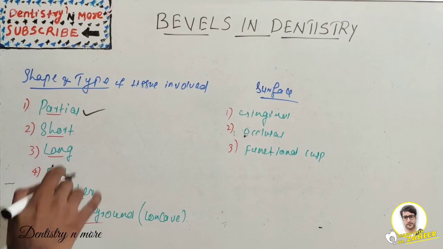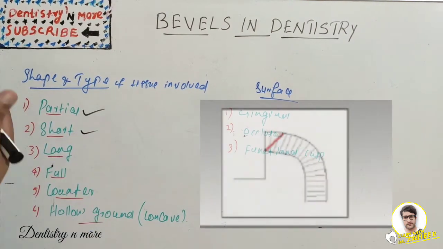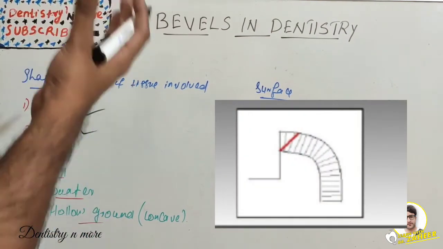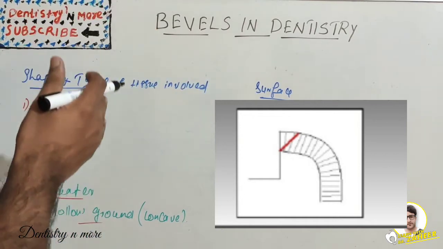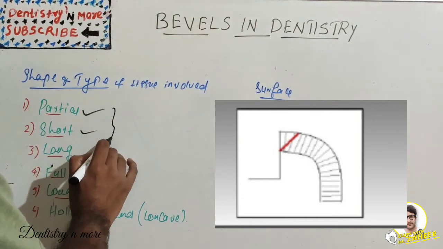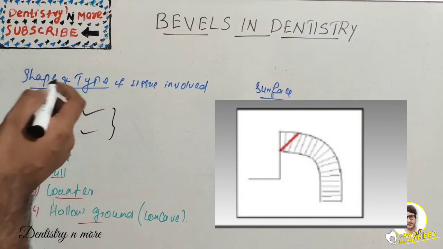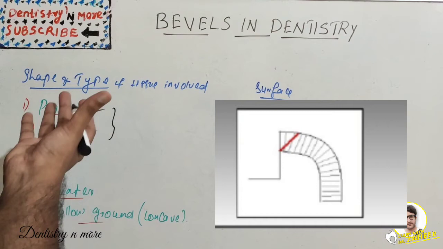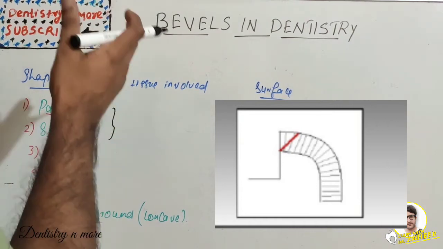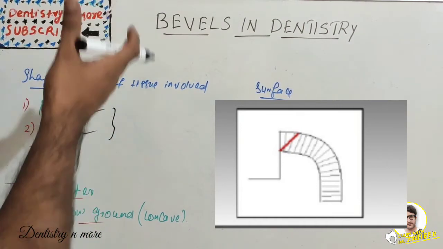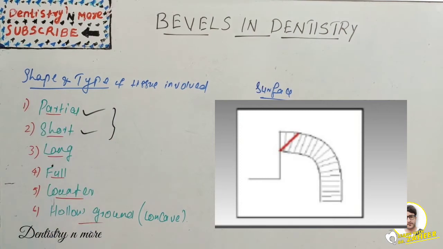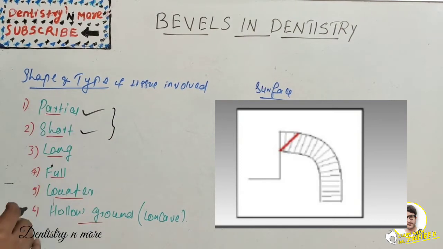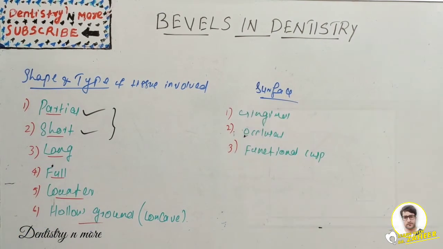Whereas a short bevel includes the entire enamel wall but not dentine. You need to see the difference. In a partial bevel, we have just two-thirds of its total dimension, whereas a short bevel involves the entire enamel wall but there is no dentine. So this short bevel is indicated in class 1 alloys, especially for type 1 and type 2.